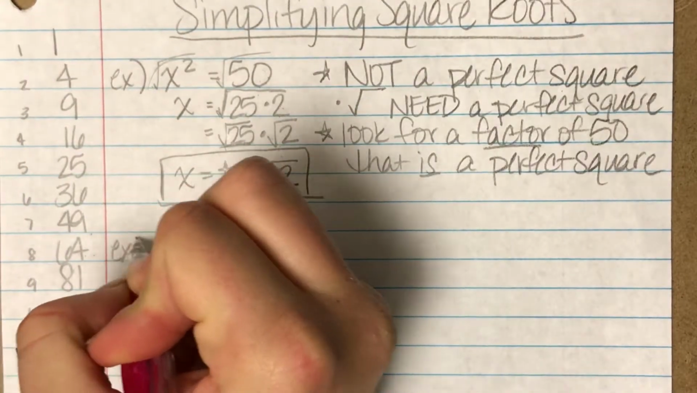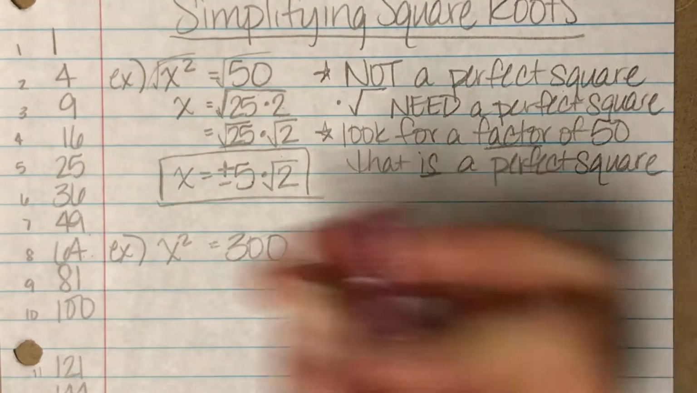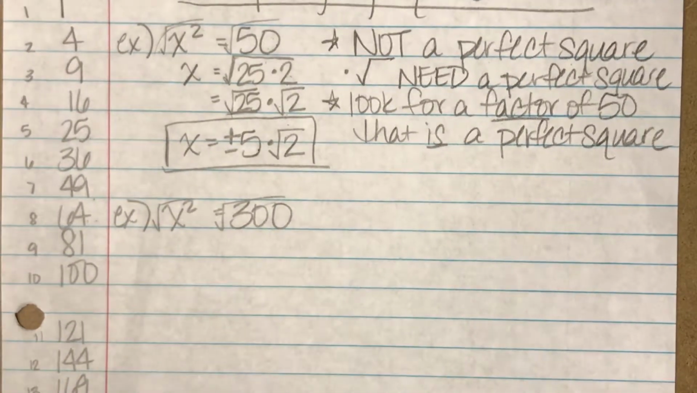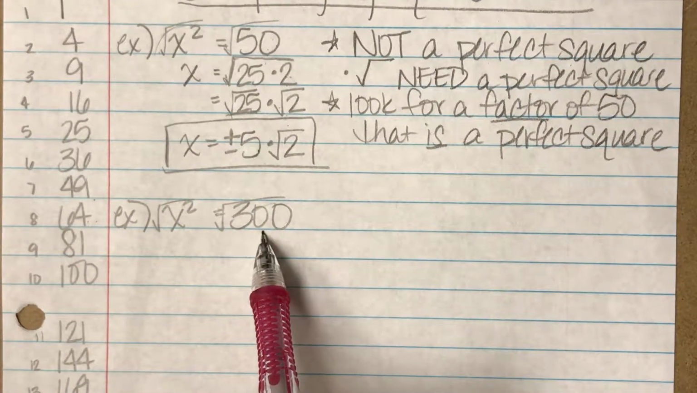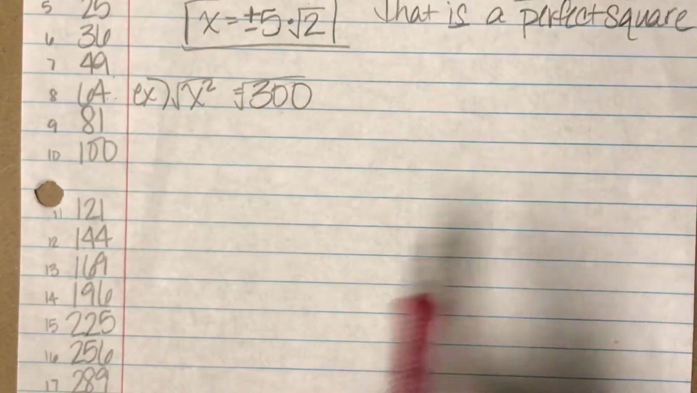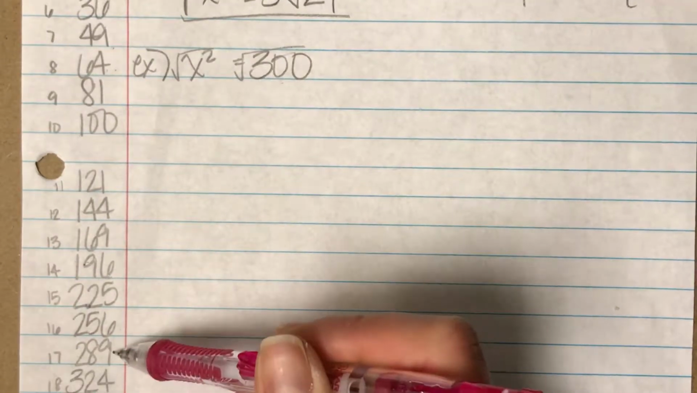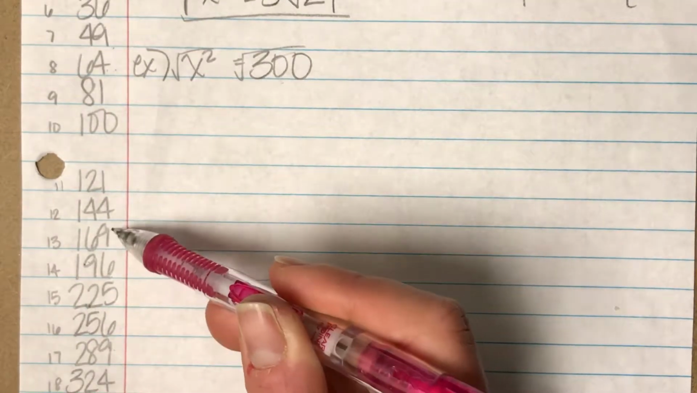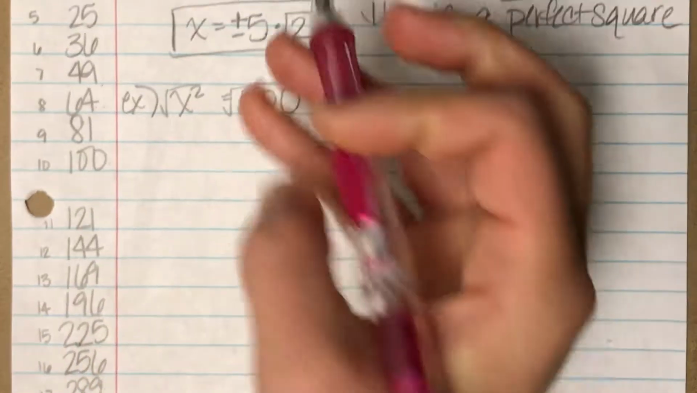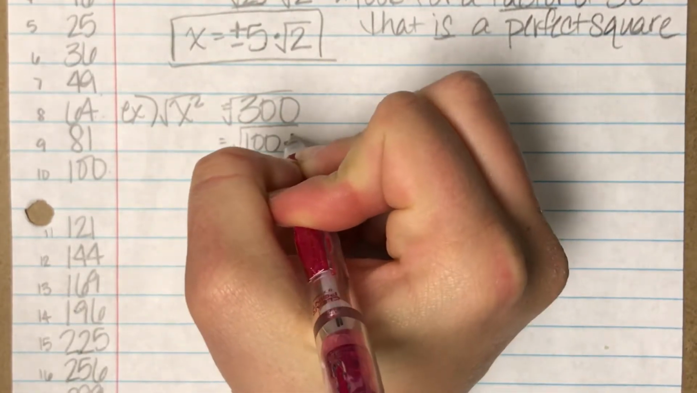So if I look at x squared equals 300, I'd be taking the square root of both sides. And I'm going to say, okay, I need a perfect square that goes into 300. So I always say start at the bottom of the list. I know it's not going to be anything higher than 300, not 289. I start looking for what multiplies into 300. And I can say, well, let's call that 100 times 3.